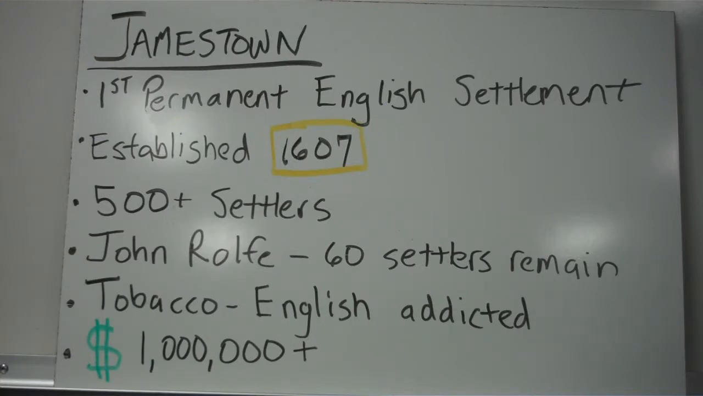Now they were very unprepared. In fact, after a while, John Rolfe, another explorer, came to the New World, to Jamestown, and he found that because of their poor leadership and lack of resources that they brought, only 60 settlers were there when he came out of the 500. So you can see that poor leadership had a big toll on the settlers there.